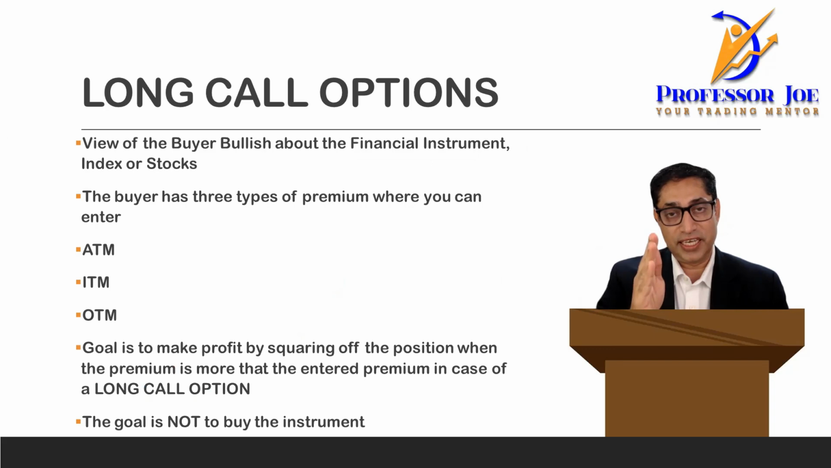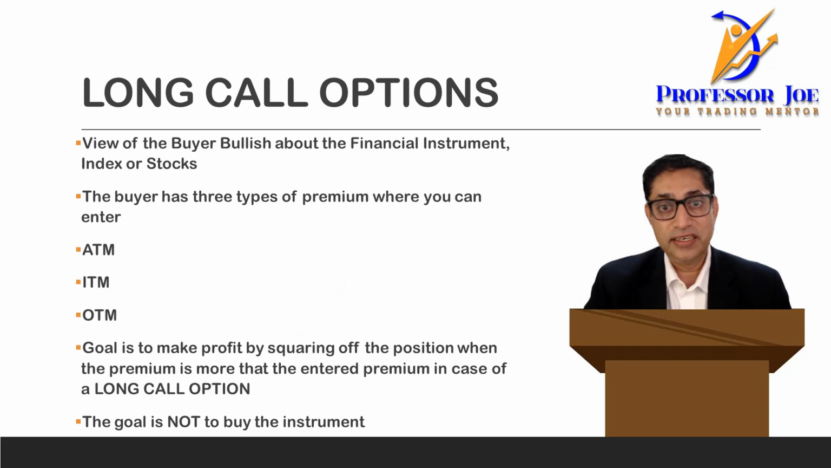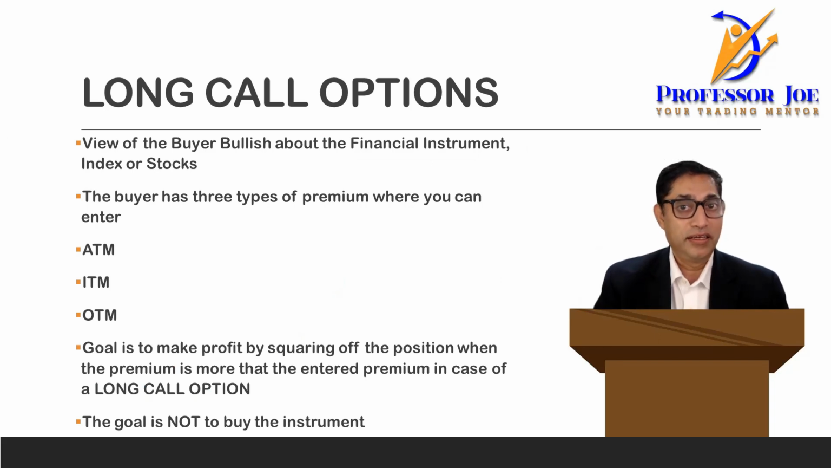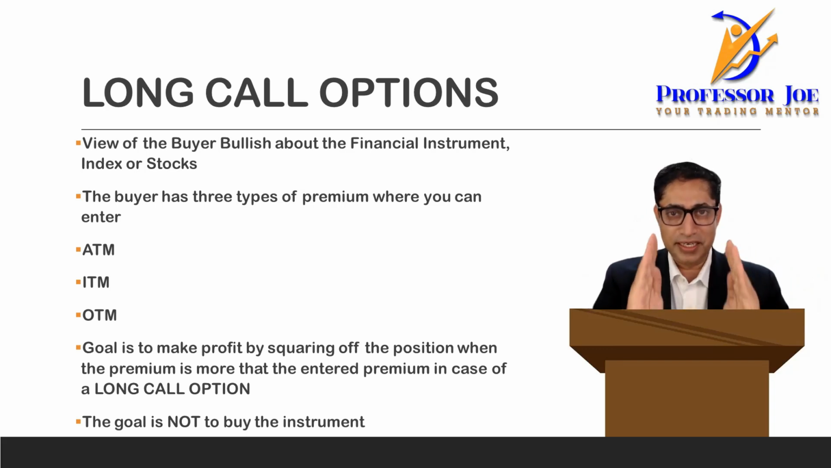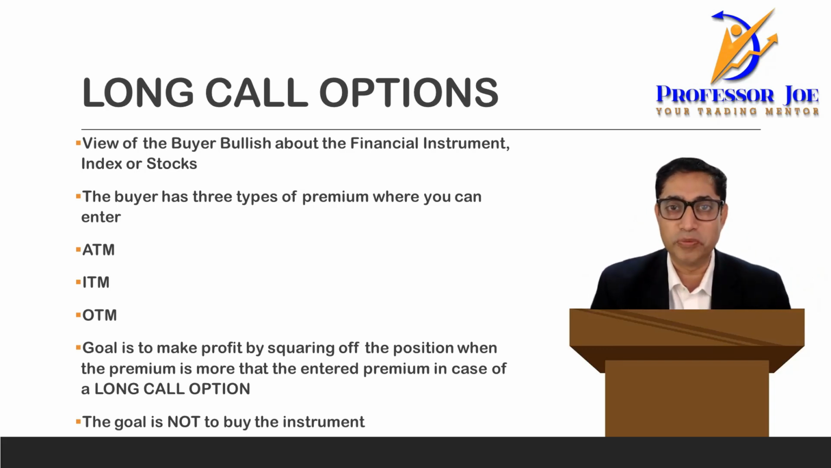You can enter at a strike price which is ATM, or a strike price which is OTM, or a strike price which is ITM. But to understand, we have to look at an option chain. And remember, whenever you are trading options, your goal is to make profit in the premium. Forget everything else. When a retail trader is trading options, your goal is to make profit from the premium.